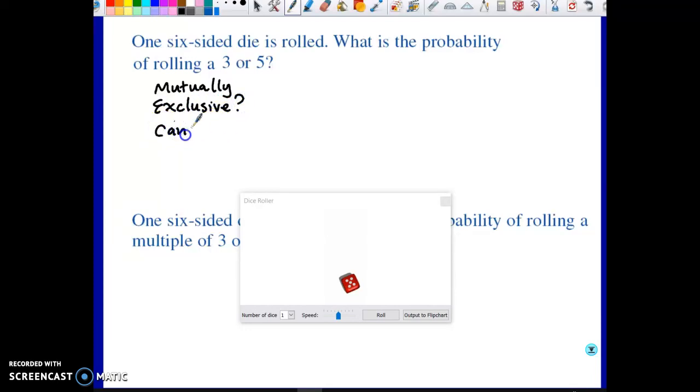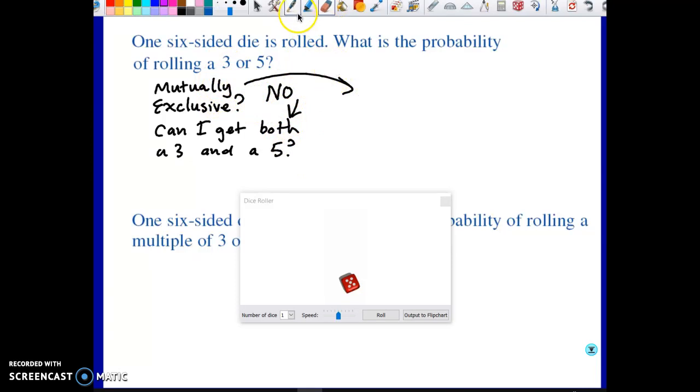Can I get both a 3 and a 5 when I roll one die? And the answer is no, I cannot get that, so it is mutually exclusive. I can't get both at the same time.